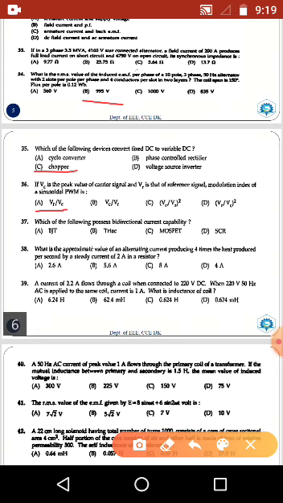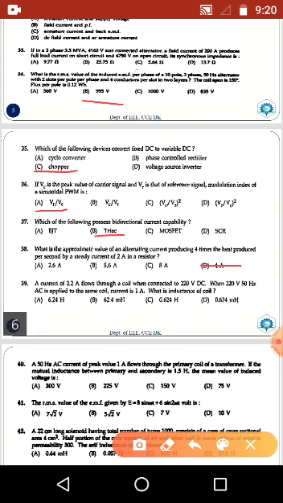37th question. Which of the following process bidirectional current capability? Out of the option, only triac possess bidirectional capability. So, option is B. 38th question. What is the approximate value of alternating current producing 4 times the heat produced per second by a steady current of 2 ampere in a resistor equal to? The answer is 4 ampere, or option number D.